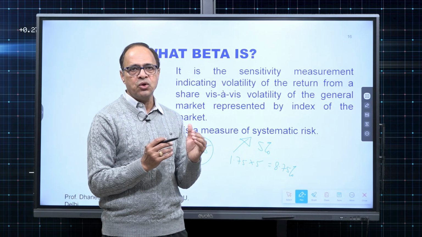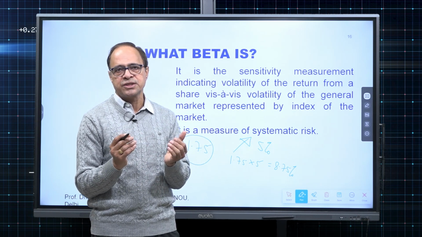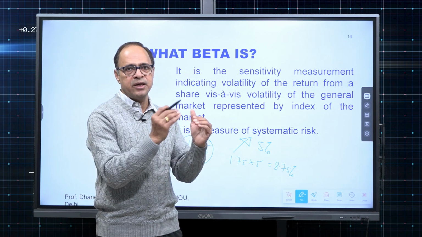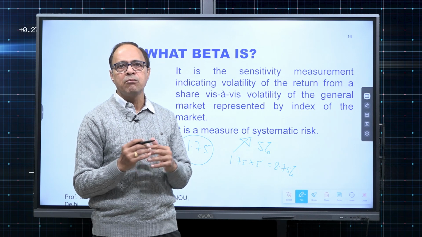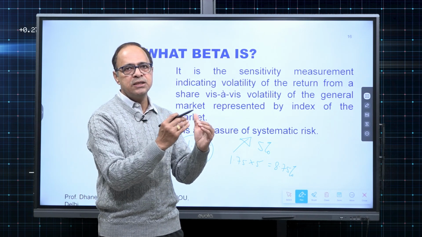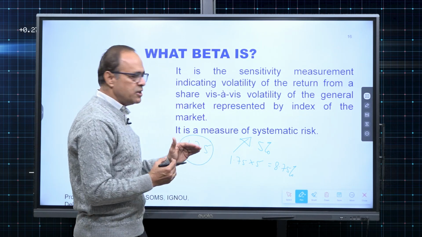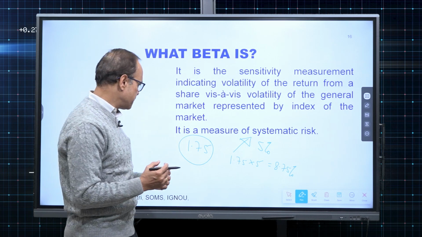For high beta stocks, cost of equity will be high because equity shareholders are assuming more risk, so they expect more return, and indirectly it becomes an obligation for the company to earn more and more, so that share price remains unchanged, or rather it should keep on rising. So low beta means low risk stock, high beta means high risk stock.